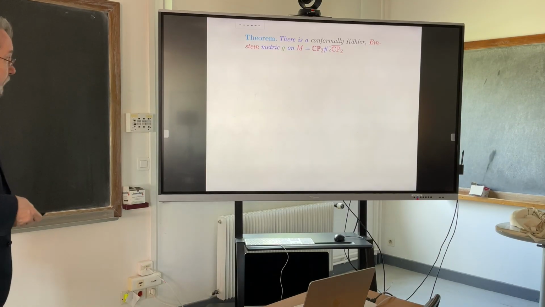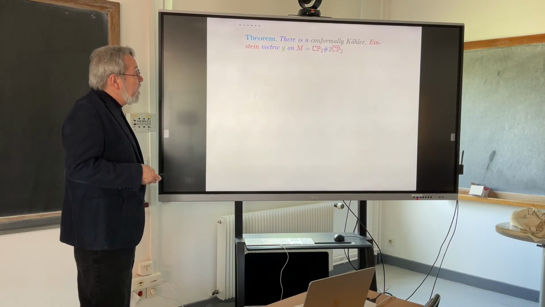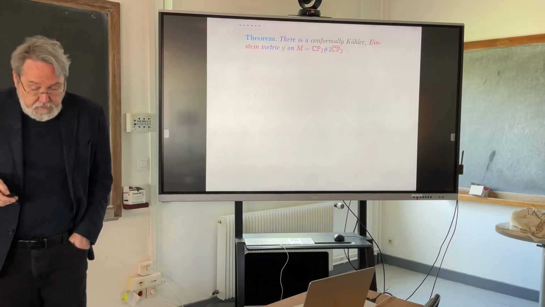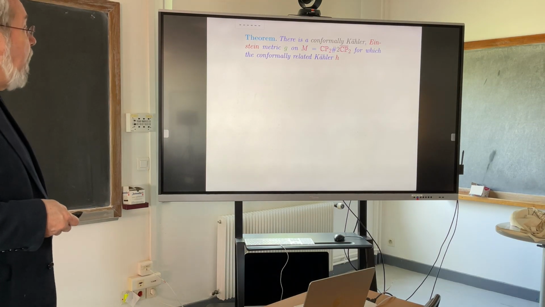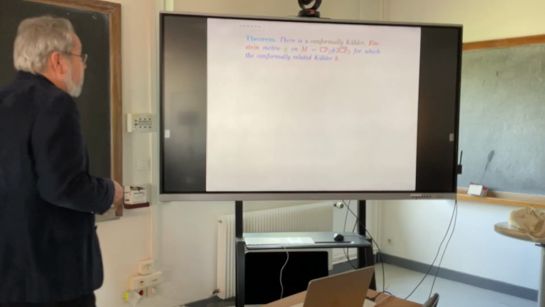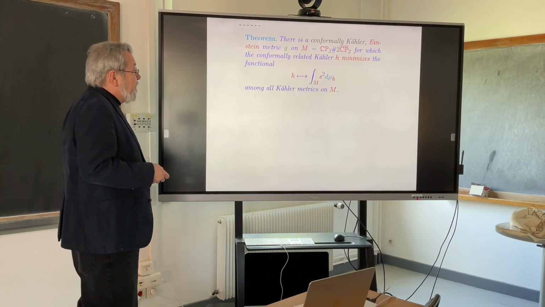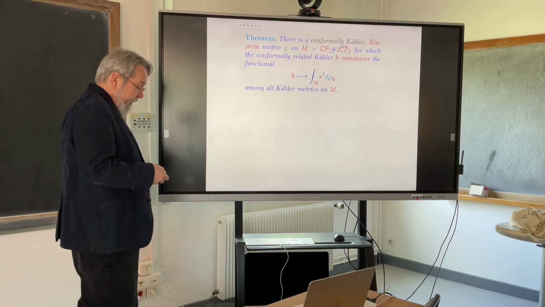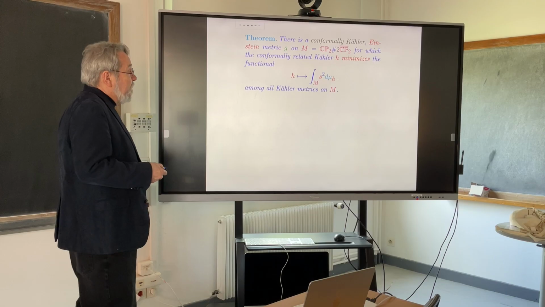All right, so one of the technical hard points here is that if you take CP2 and you blow it up at 2 points, then it actually admits an Einstein metric, which is a conformal rescaling of a Kähler metric, and that Kähler metric actually is a minimizer among all Kähler metrics of the functional, the integral of the scalar curvature squared.